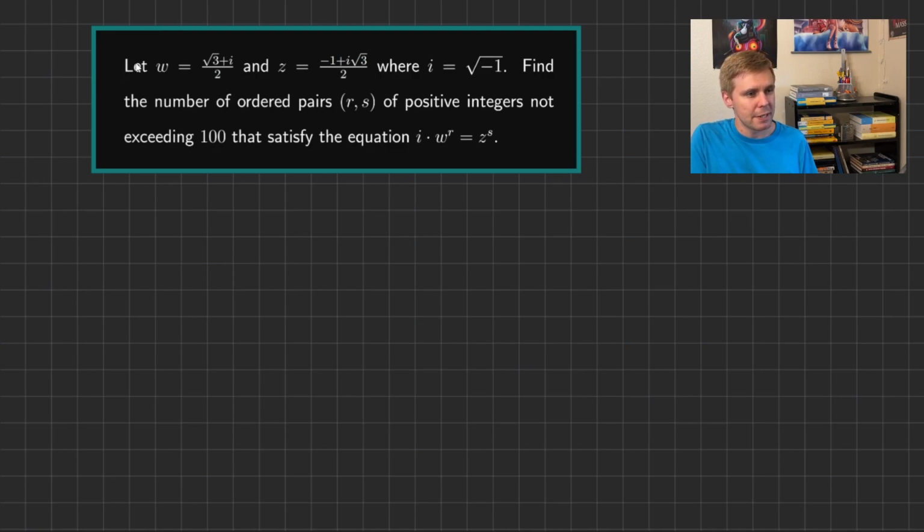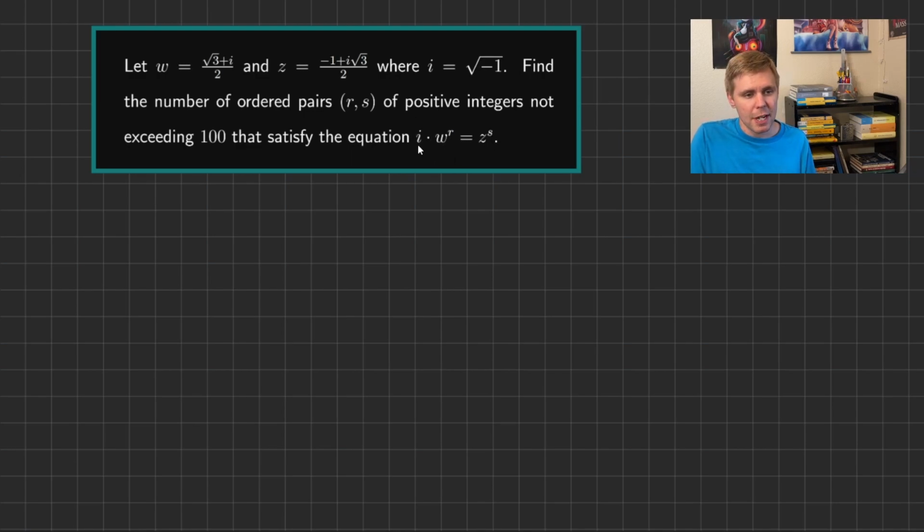So the problem says, let w equal (square root of 3 + i)/2 and z equal (-1 + i square root of 3)/2. Here i is equal to the square root of negative 1. Find the number of ordered pairs (r, s) of positive integers not exceeding 100 that satisfy the equation i times w to the r equals z to the power of s.